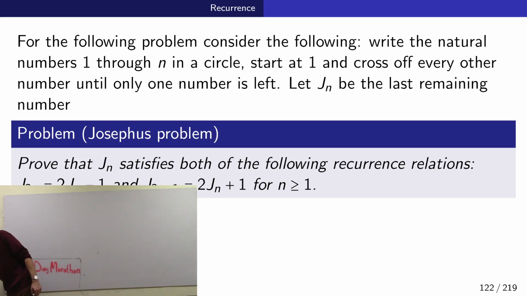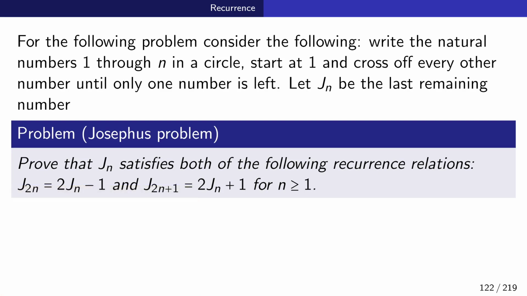Okay. I'm going to hide myself for a second and show the problem. For the following problem, we're going to write the natural numbers 1 through n in a circle. We start at 1 and cross off every other number until only one number is left. I'm going to let j sub n be the last remaining number. I'll show a couple examples of these in a sec. You don't have to exactly know what's going on with that.